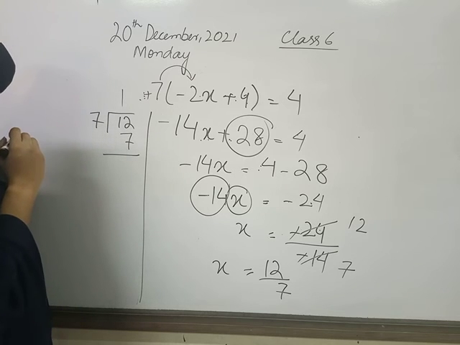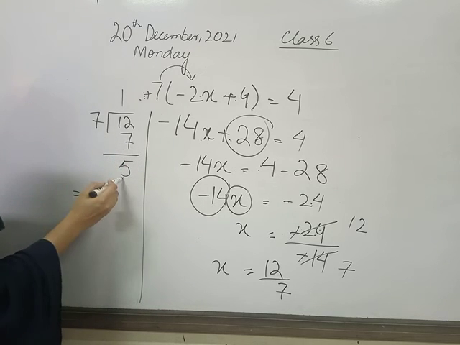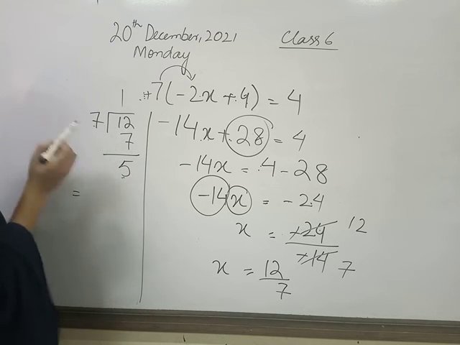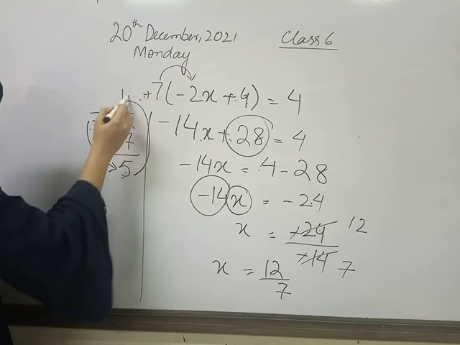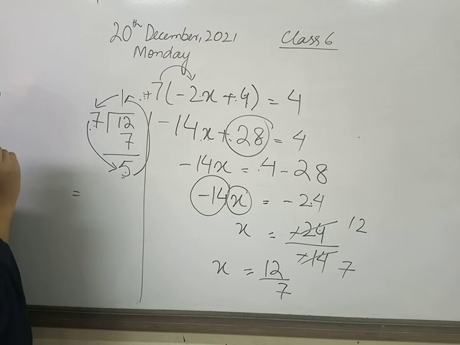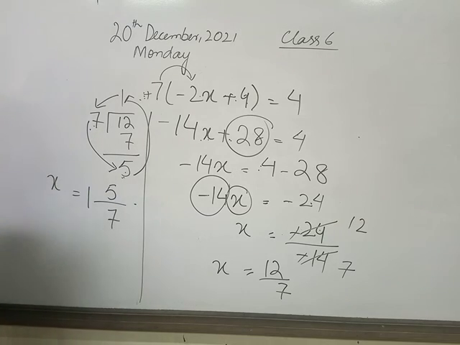After subtraction, 12 minus 7, we have 5. Now this 5 is smaller than 7. So what would we do? We will simply shift this 7 to that place, this 5 to that place, and this 1 to that place. So what do we have in the mixed form? 1 5 by 7. So this is all we have. We have x equals 1 5 by 7. This is the value of x here.